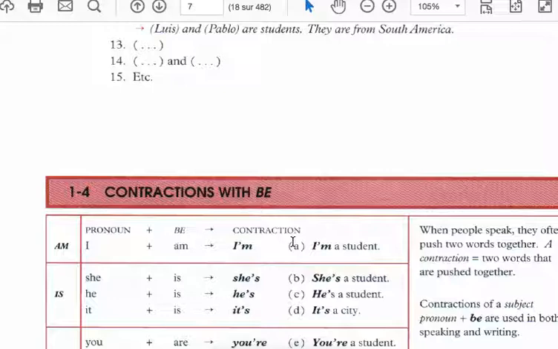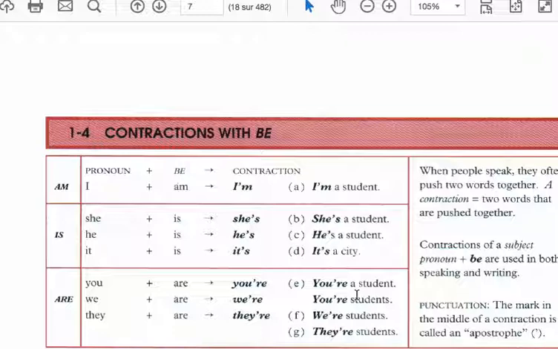The contractions. I am a student. She is, she's a student. He is, he's a student. It is, it's a city. You are, you're a student. We are, we're students. You're students. It depends if you are talking about one person or several people. So one person, you are a student. We're students all together. You're students. They're students. Okay, they are students.